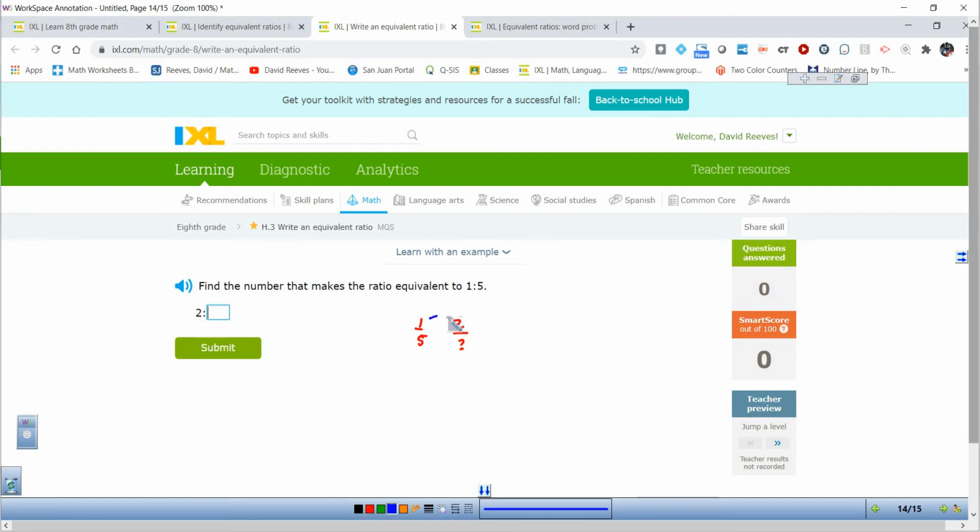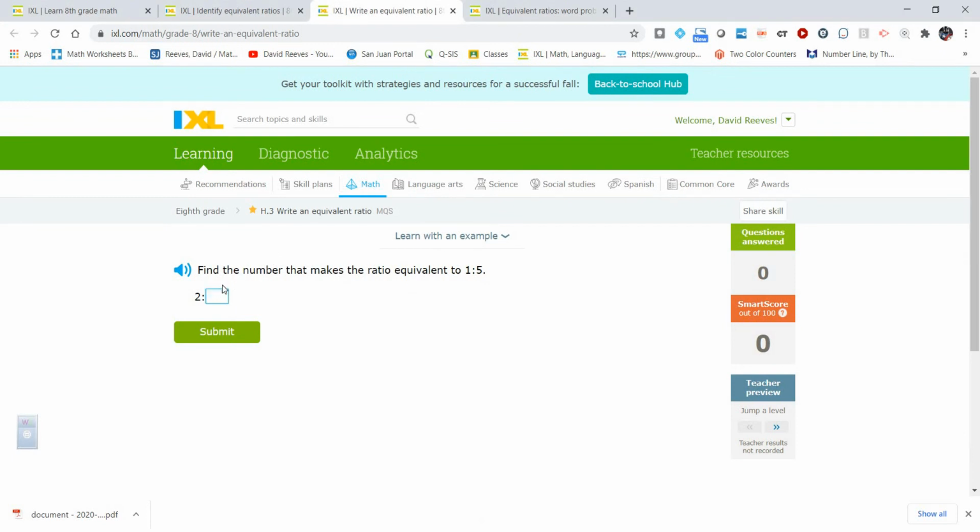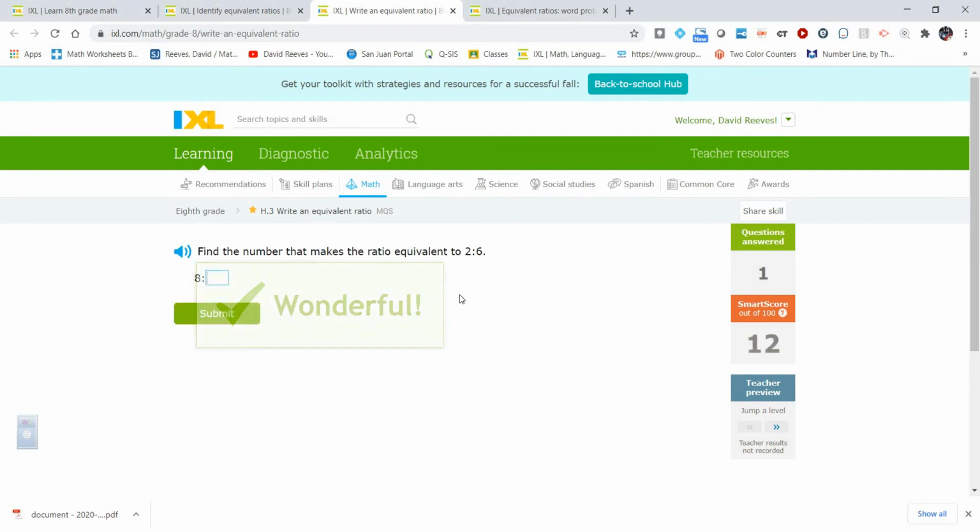The question is, what do I do to 1 to get to 2 by multiplication? Well, I multiply by 2. Do you see how that one's twice as big? Well, if I multiply the numerator by 2, I'm going to multiply the denominator by 2. So the answer we would be looking for is 10. So 1 over 5 is equivalent to 2 over 10, right?